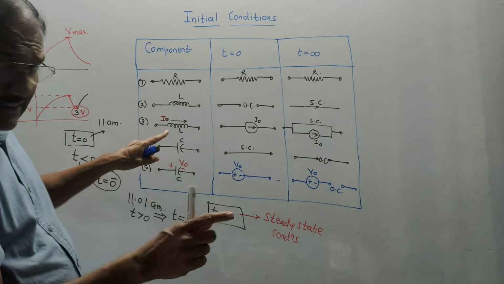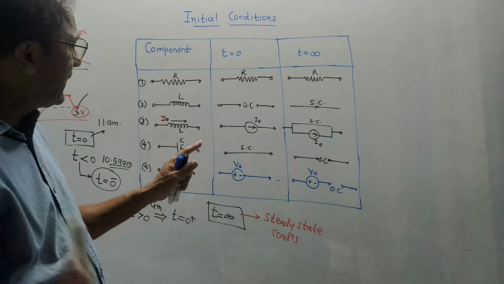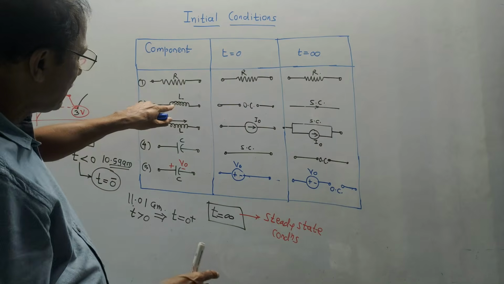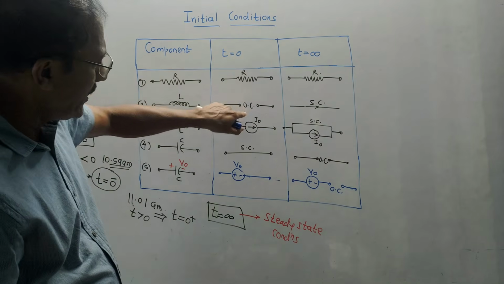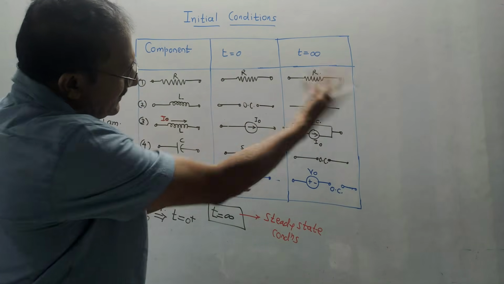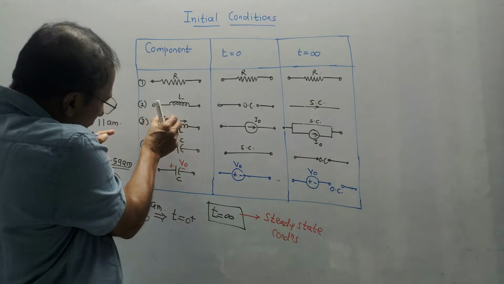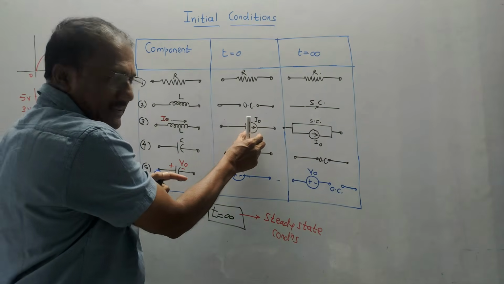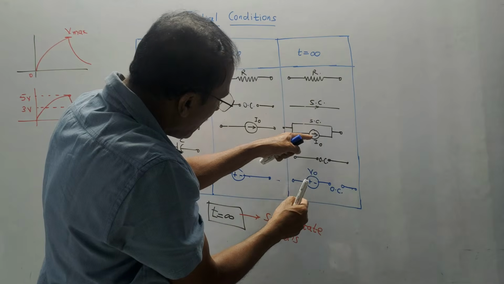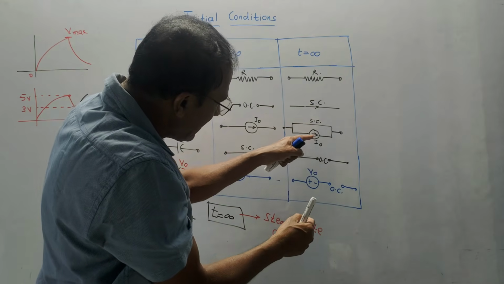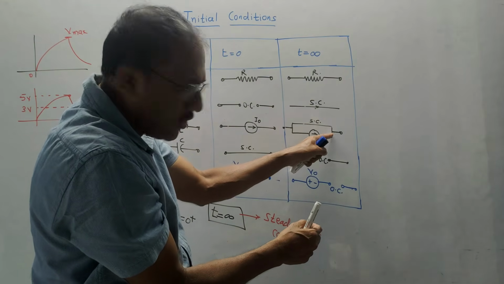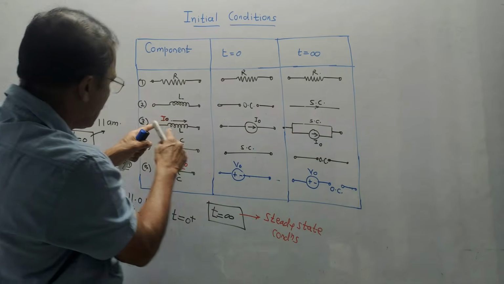Then for a capacitor, now how to memorize this table? Very simple tricks. Resistor remains as it is. For inductor, at 0 it is open circuit, at infinity it is opposite to this, that means short circuit. Then for initial current, whatever value is there, I0, it is represented by a current source. In parallel with I0 I will draw a short circuit line. This is for inductor.